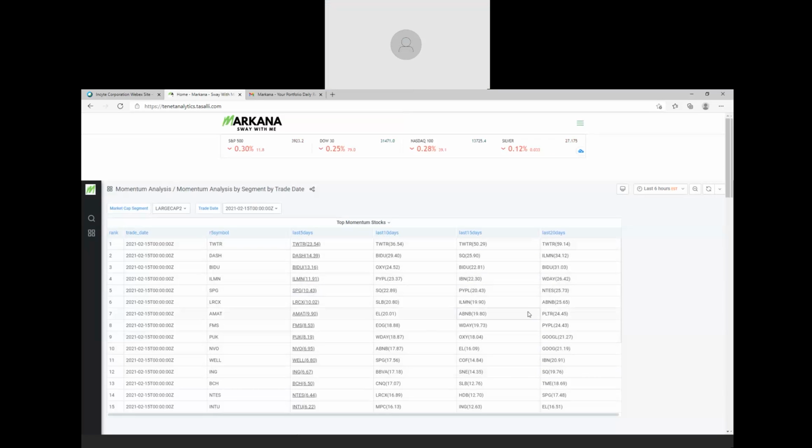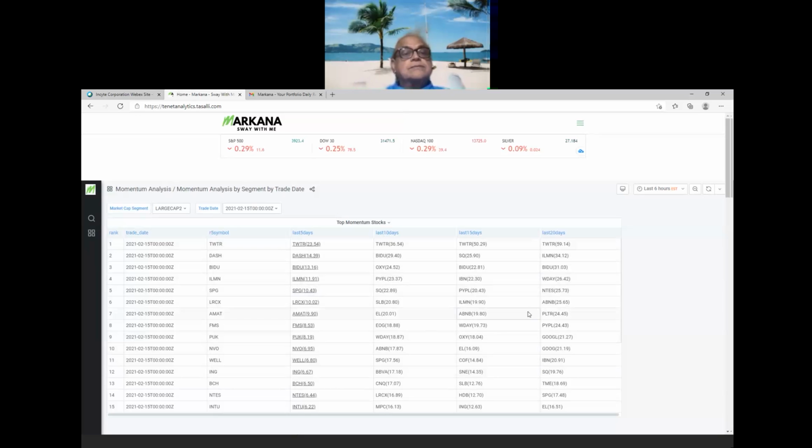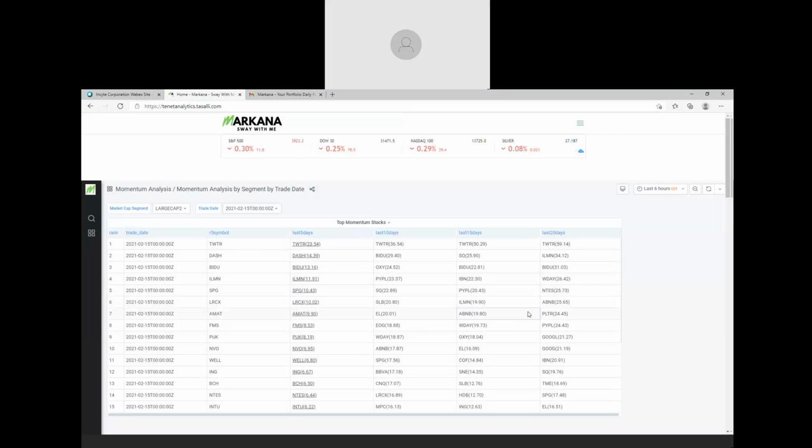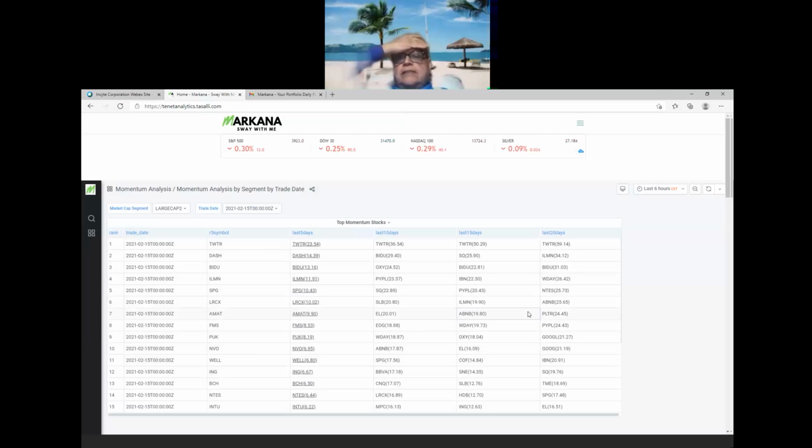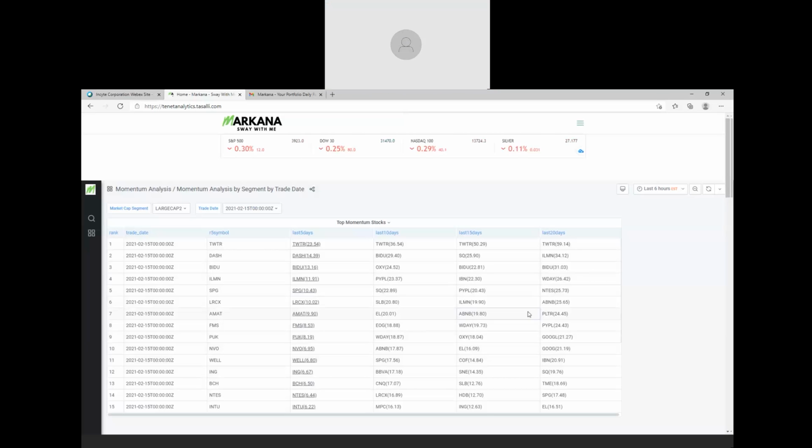This gives you an indication of which stocks are in the news, momentum wise, and people can look into this, and if they want to pick something and follow or trade, they can do that as well. So, for Twitter, what are those numbers next to it, like 23.54 and 36 point? What are those numbers? That's the percentage that has increased in the last 5 days.